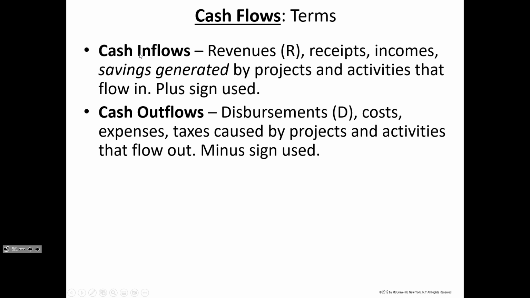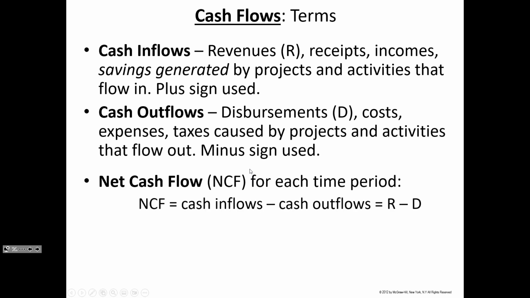Outflows are money that you pay, and so those could be costs of producing goods. It could be pay that you give to employees, any kind of disbursement or expenses, taxes that are generated. So we consider that as an outflow. A minus sign is used when we're doing time value calculations, or it is an arrow downward on the cash flow diagram for outflows. And the net is the difference between the in and the out.